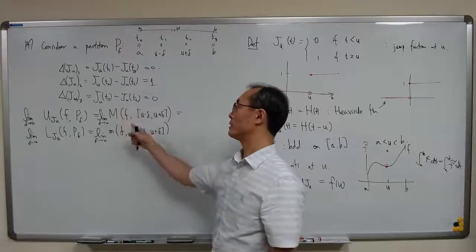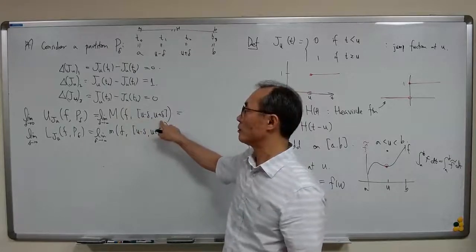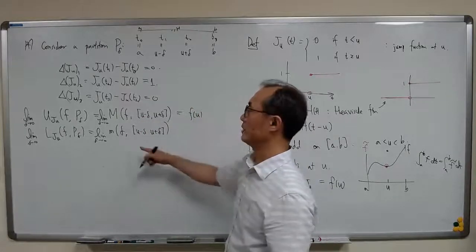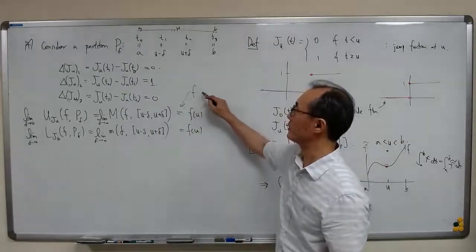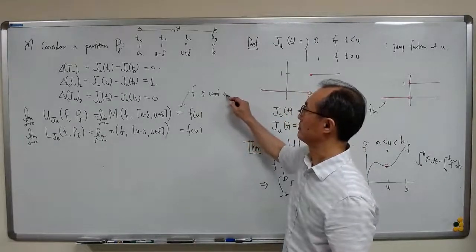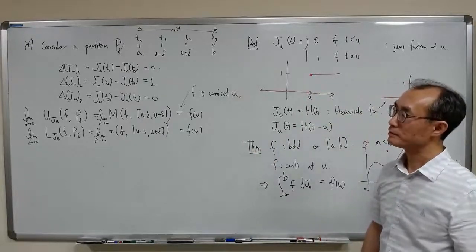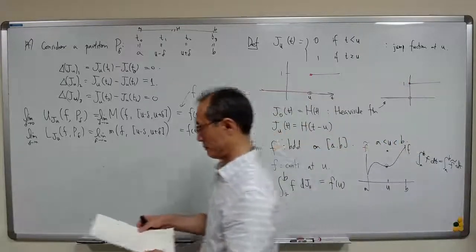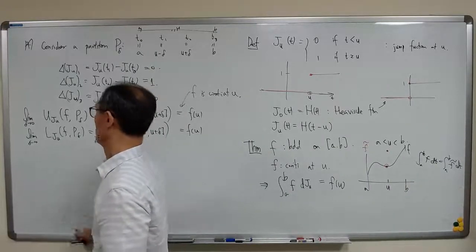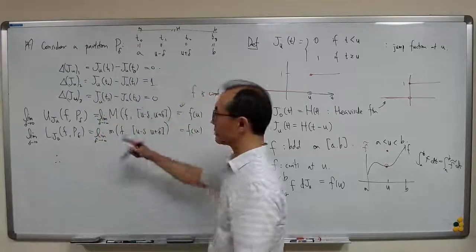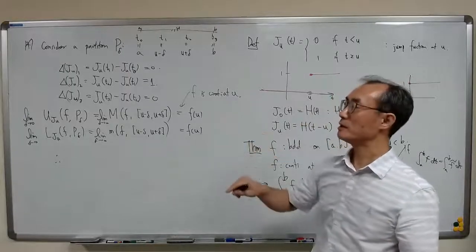Then the supremum of this function on the small interval from u minus delta to u plus delta will converge to f of u, and the infimum also converges to f of u. Why? Since the function f is continuous at u. Okay? So they agree. They have the same value. The upper sum and the lower sum meet in this way.